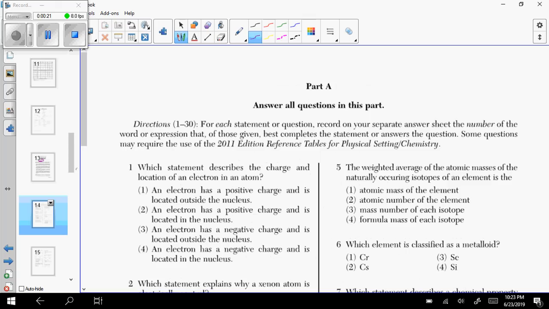All right, first one, which statement describes the charge and location of an electron in an atom? So here's the nucleus. The electrons are out here in orbitals, and they definitely have a negative charge. So not positive, not positive. An electron is a negative charge located outside the nucleus. There we go.